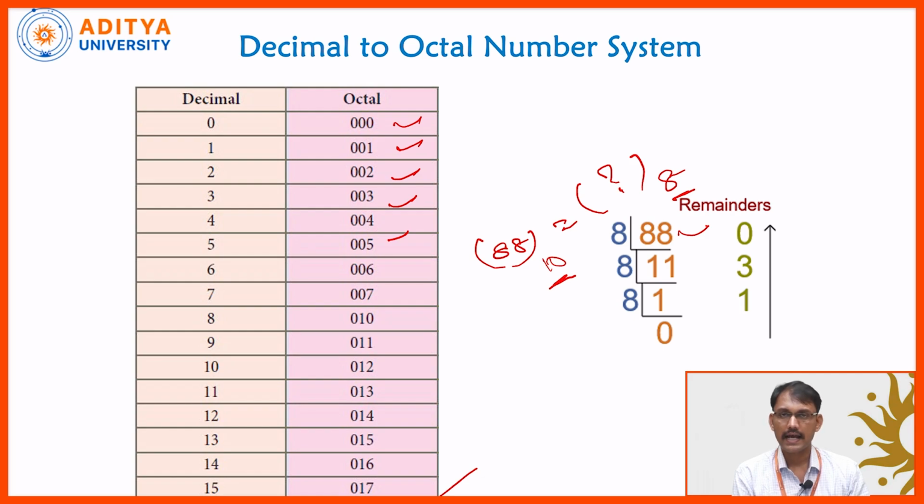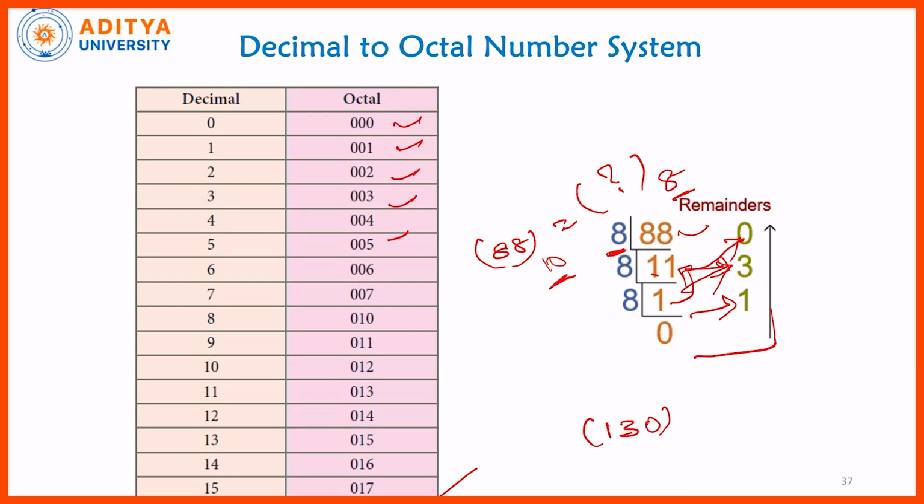Now how can we calculate? As usual, we have already done this in the decimal to binary concept. There we divided by 2, and here we have to divide by 8. 8 elevens are 88, so the remainder is 0. Then 8 ones are 8, and 11 minus 8 is 3, so the remainder is 3. And 8 zeros are 0, and the remainder is 1. So from bottom to top, 1 3 0.